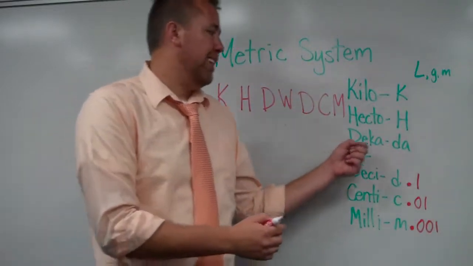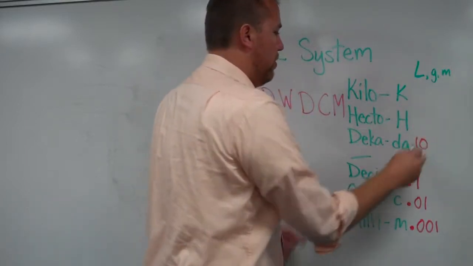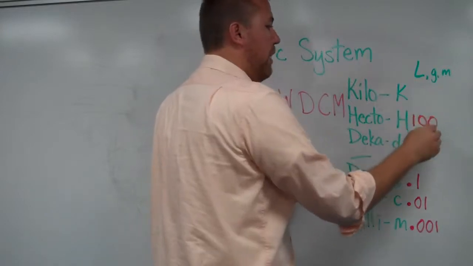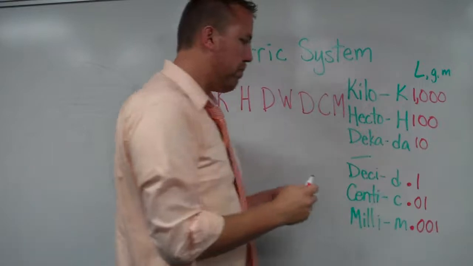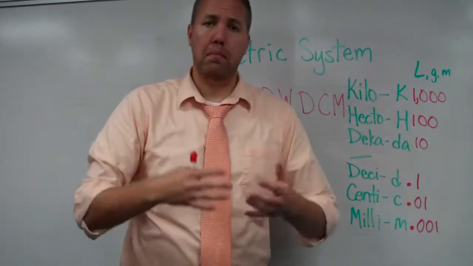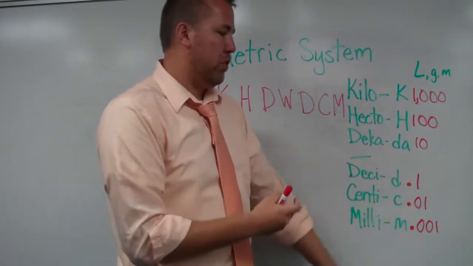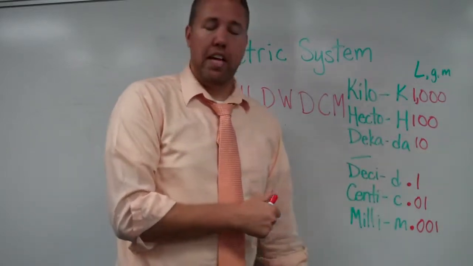Then as we get bigger, deca, decade, 10 are used. Hecta means 100, and kilo means 1,000. As you can tell, this is just on our base 10 number system that we have with decimals. It works beautifully and is very easy to navigate between them.